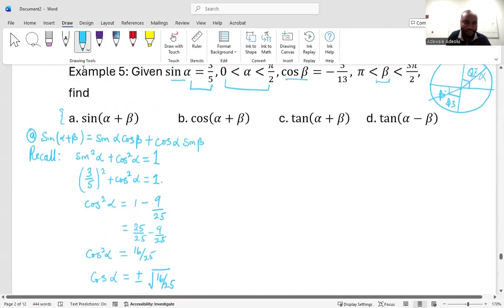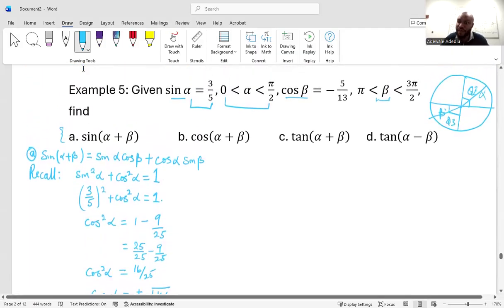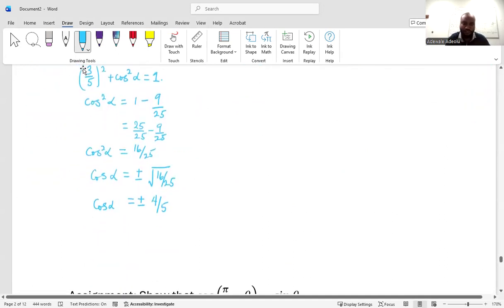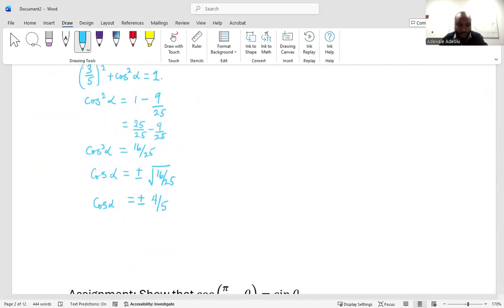Is my answer positive or negative? Let's see. Alpha is in the first quadrant, in Q1, meaning cosine is positive here. So I can conclude, therefore, cosine of alpha is 4 over 5.